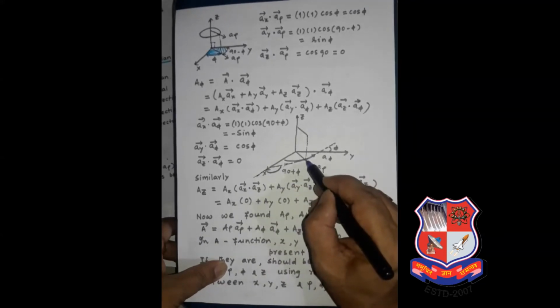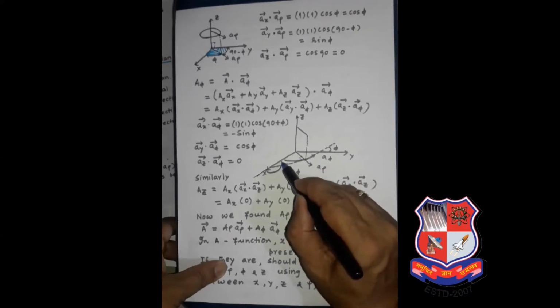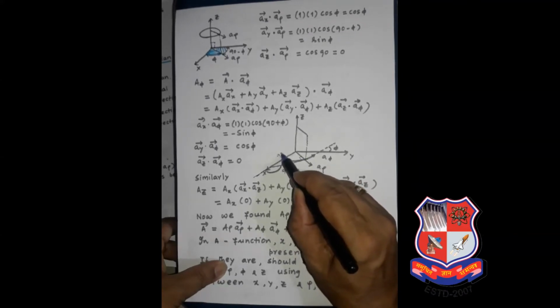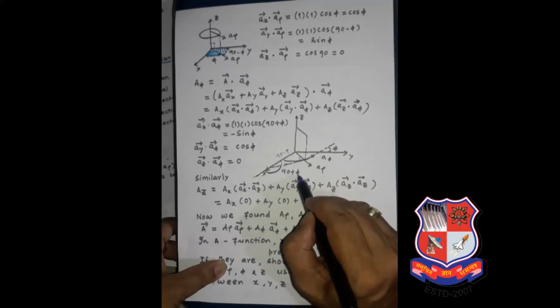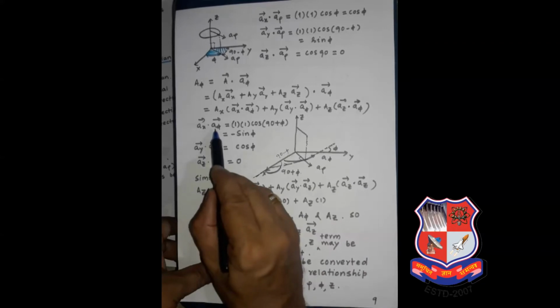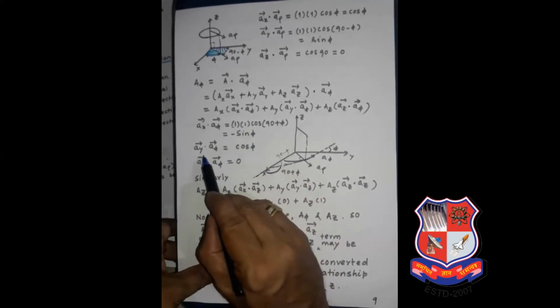Here you can see, we know that a rho and a phi are making 90 degrees. If this is 90 degrees, this is already known to be phi. So this will be 90 plus phi. So ax dot a phi is cos of 90 plus phi, that is minus sin phi.